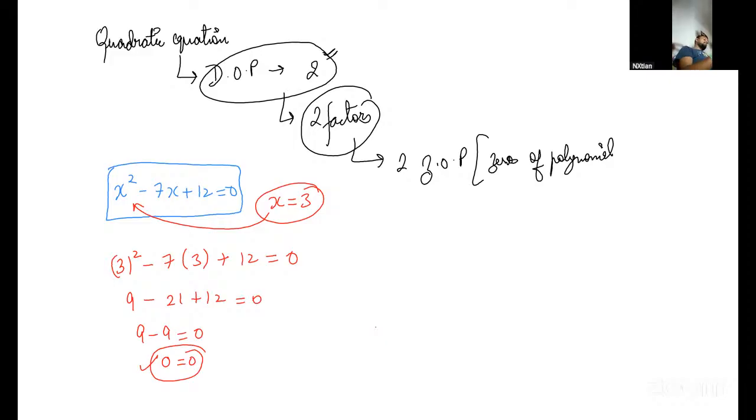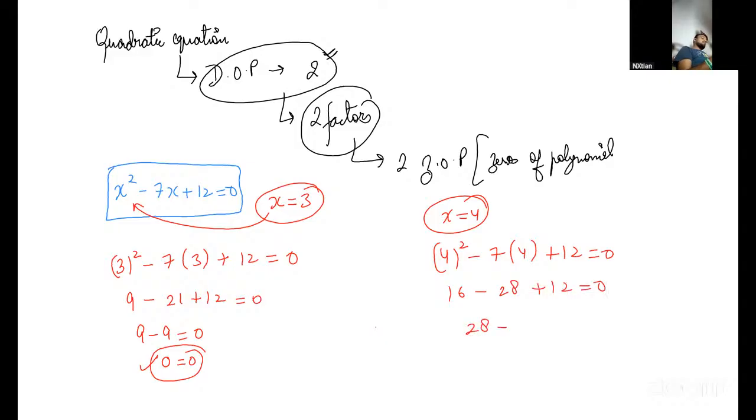And another value can be x is equal to 4. If I put x is equal to 4 in this equation, it should become 4 square minus 7 into 4 plus 12 is equal to 0. It will become 16 minus 28 plus 12 is equal to 0. Now 28 minus 28 is equal to 0, and 0 is equal to 0. Now other than the values 3 and 4, if you put any number in place of x, you will not get the answer as 0, because it's a quadratic equation. It has only two values of x, which are 3 and 4 for this specific equation. Did you understand, guys, now?